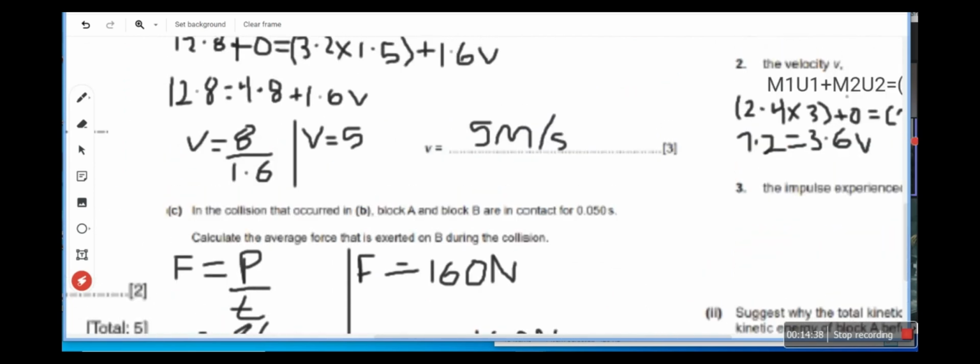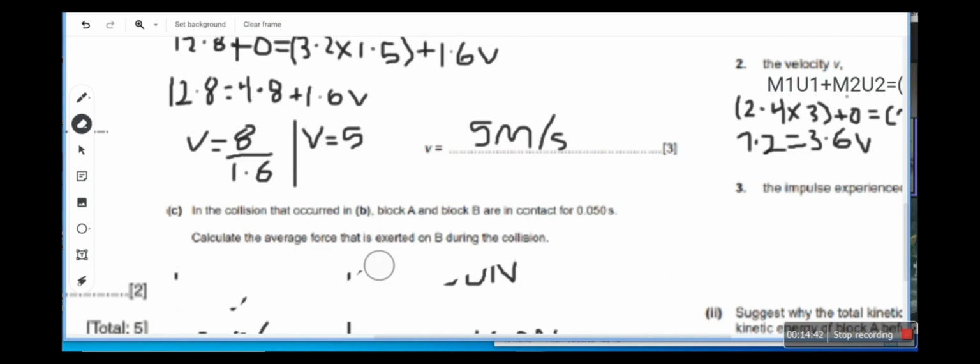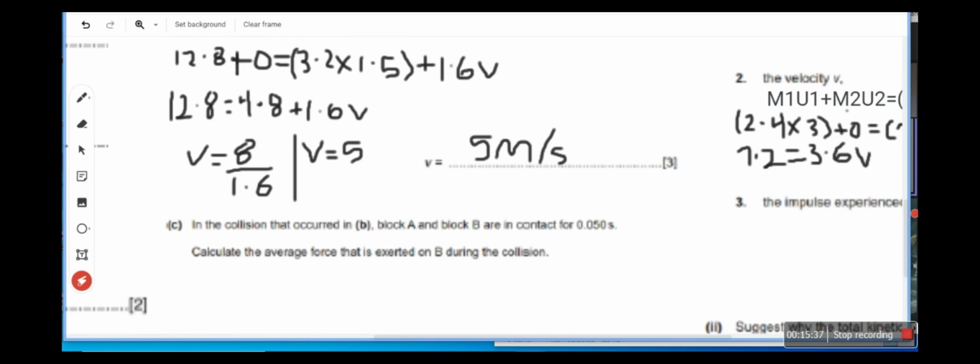Now, look at this question. Let me not prompt you, so I will clean what is already written here. Let's solve for C. It says, in the collision that occurred in B, block A and block B are in contact for 0.50 seconds. Calculate the average force that is exerted on B during the collision. How do we calculate the force?